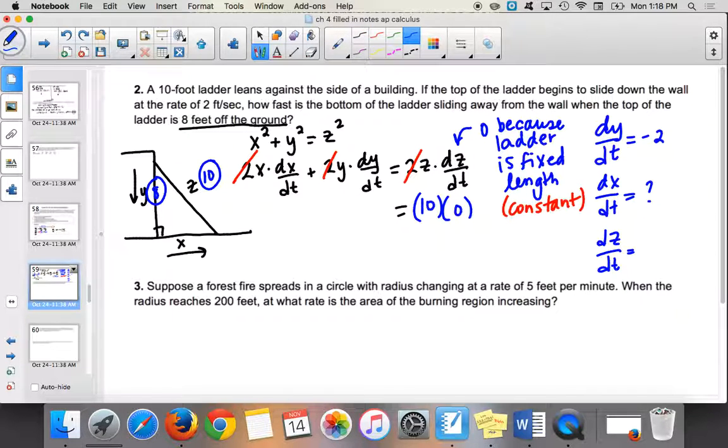So if I have a little triangle and I have 10 and 8, that's a right triangle, then what's the missing one? 6. Do you guys all know that? 3, 4, 5. I didn't draw it very well, but you guys see that?